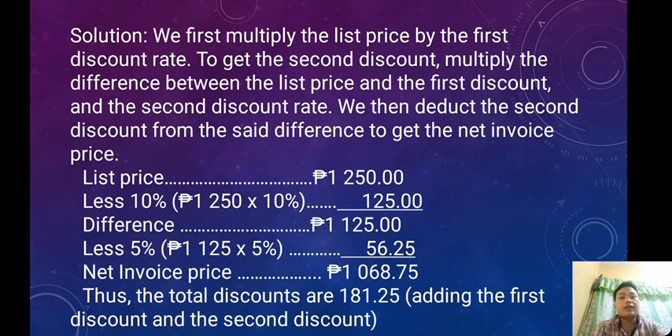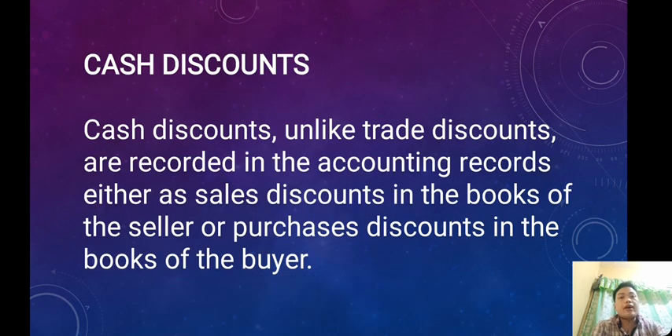So we have 1,125 times 5%, which gives 56.25. Getting the difference, we have the net invoice price of 1,068.75. Thus, the total discount is 181.25, from adding the first discount and the second discount, which are 125 and 56.25.